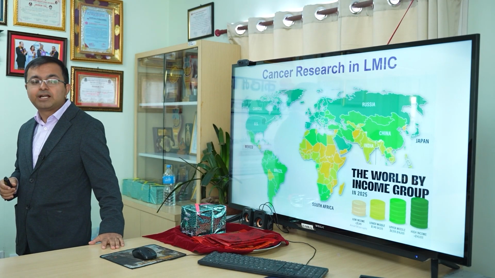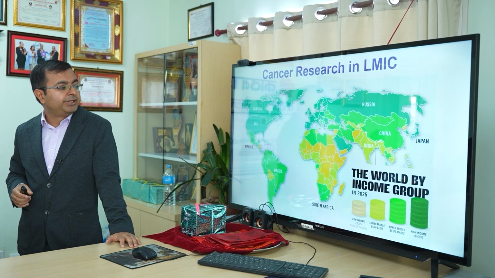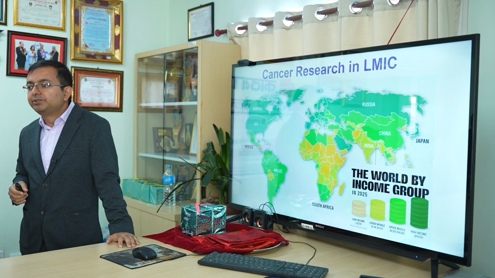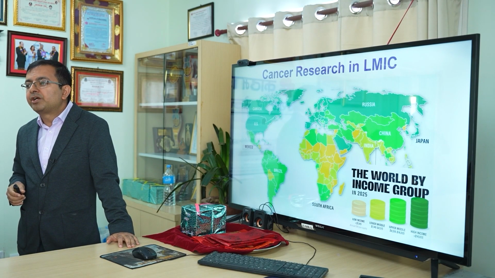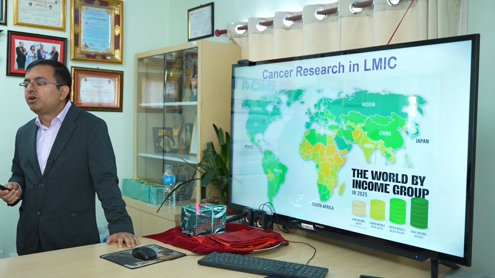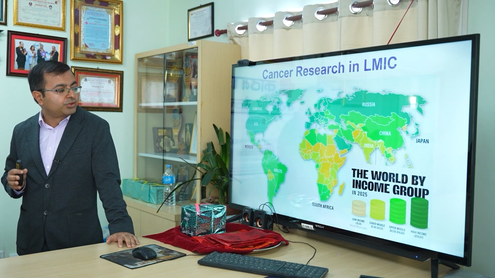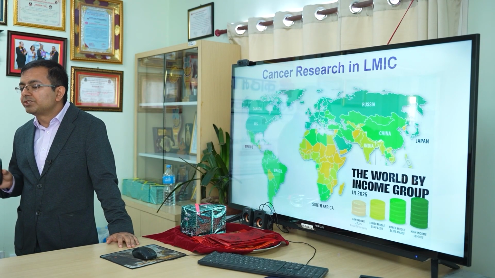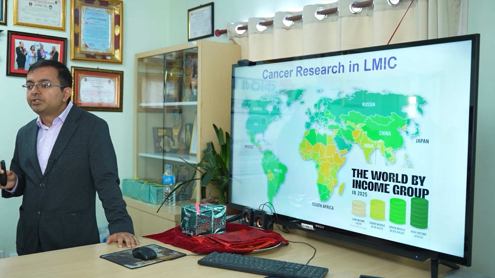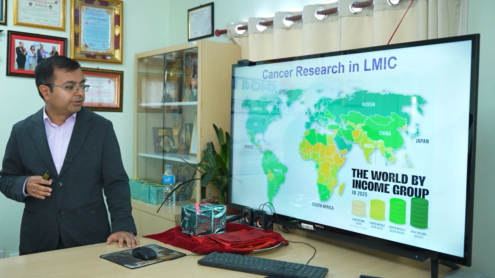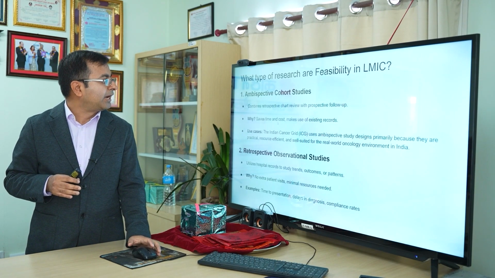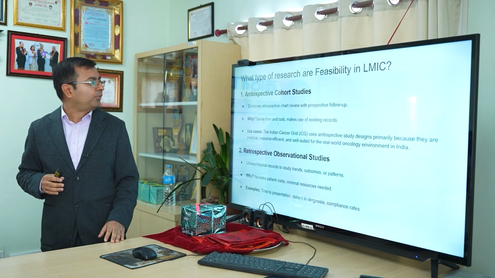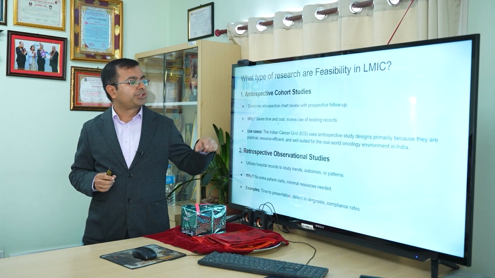Now coming to the last part, cancer research in low and middle income countries. These countries may not have all the resources, all the manpower, all the time that is available in highly developed countries. So there are certain types of clinical research, cancer research, which are better suited for this type of setting. I'll list only some of them. One is ambispective cohort studies.